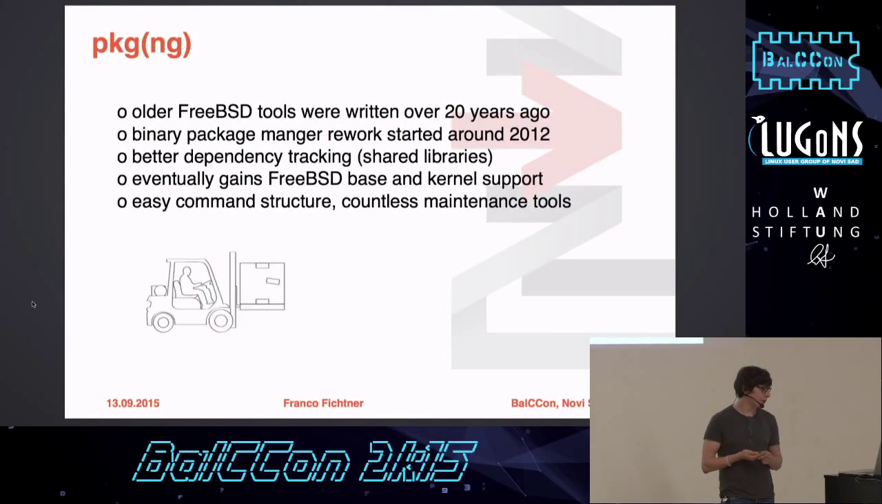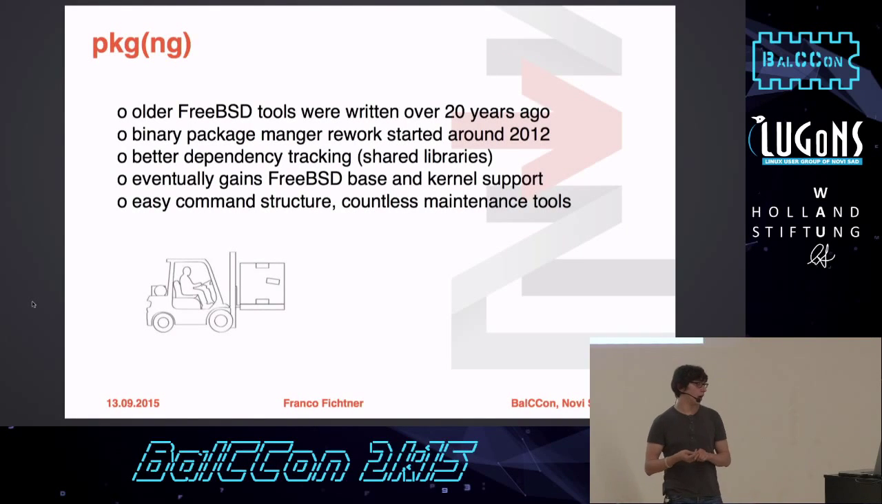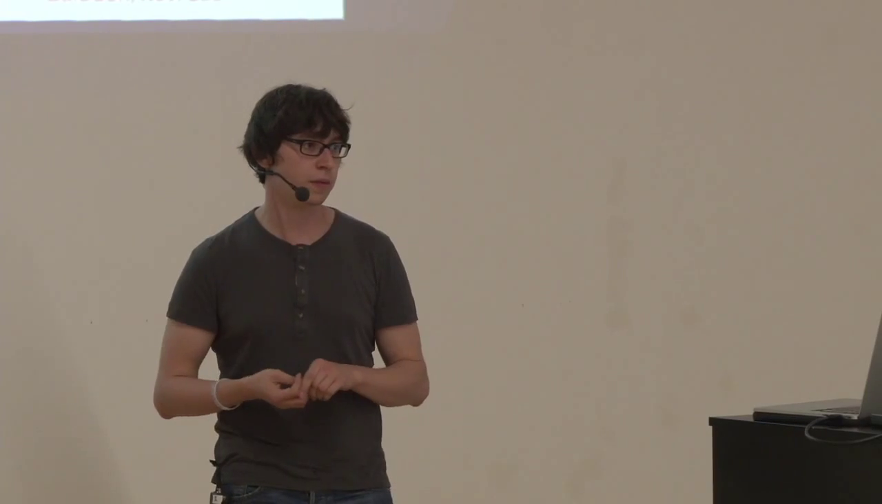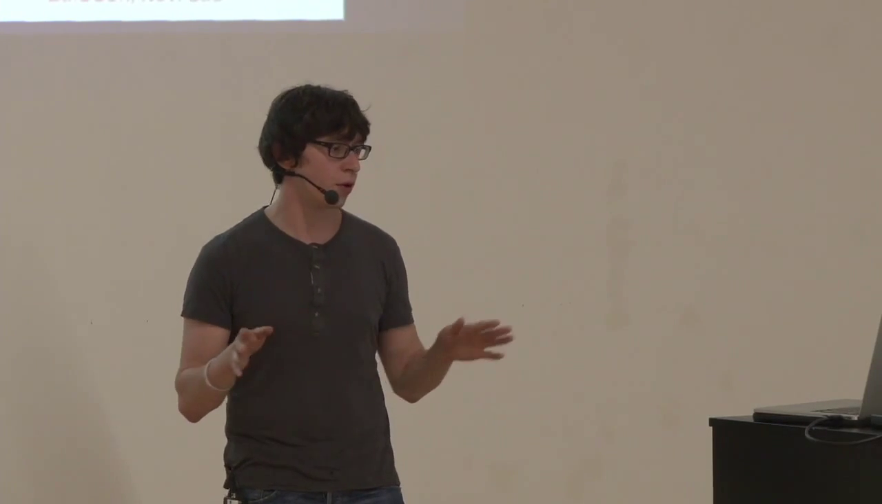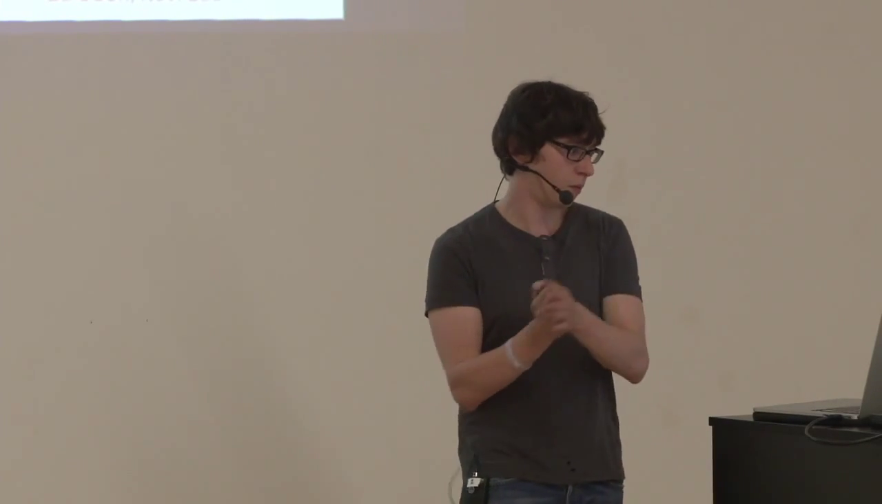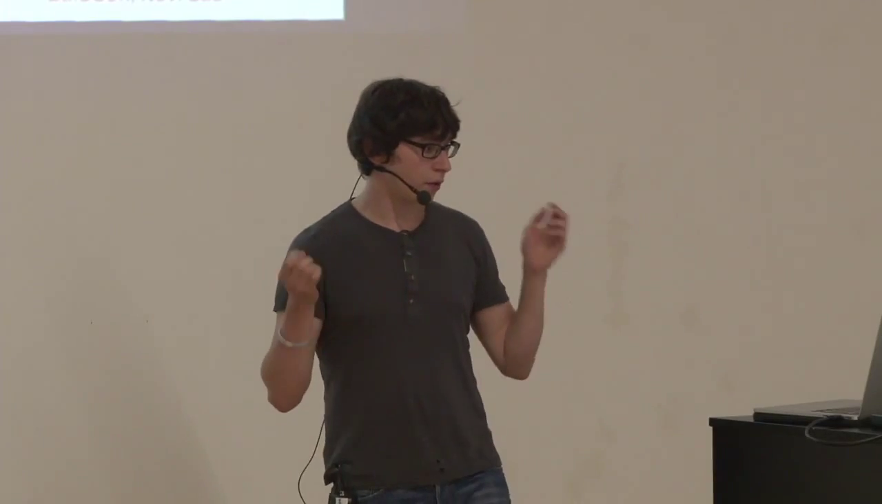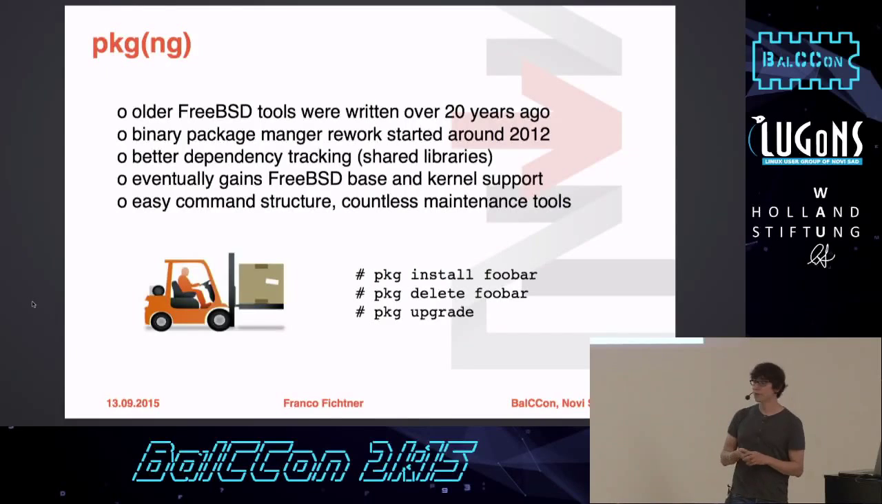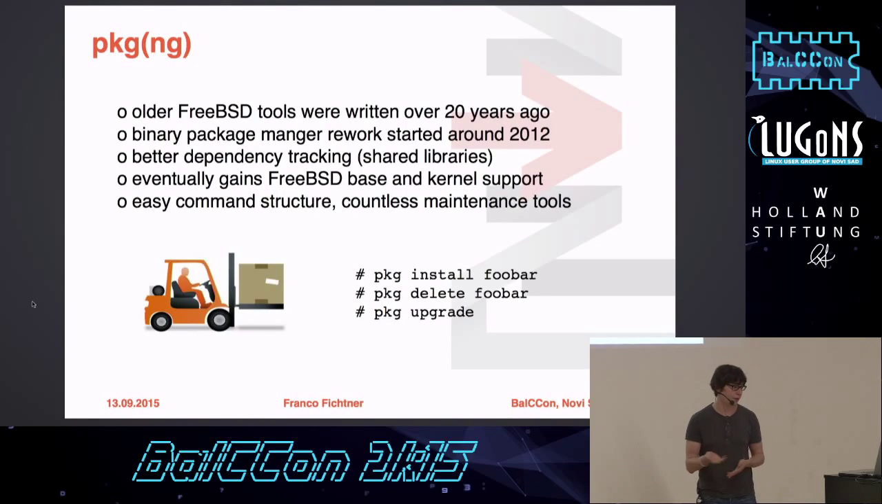And now it's a binary package manager. They have very, very good dependency tracking for shared libraries as well. And what they want to do is at some point also update FreeBSD itself and the kernel and the base system just in this one tool. So you have one command to upgrade from a major release to the next one with all the packages and just be done with it. It has an easy command structure, countless maintenance tools, and just to see how simple it is, I mean, it's supposed to be this simple. You just install something, you delete something, and you upgrade the system.